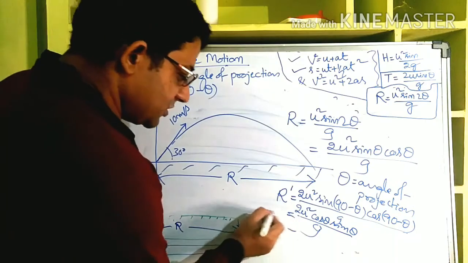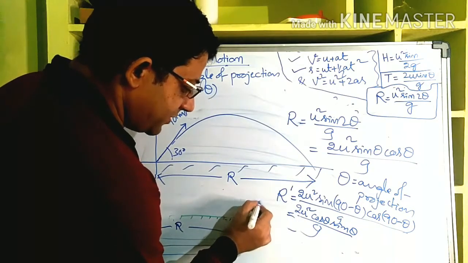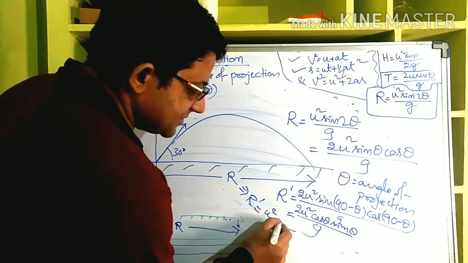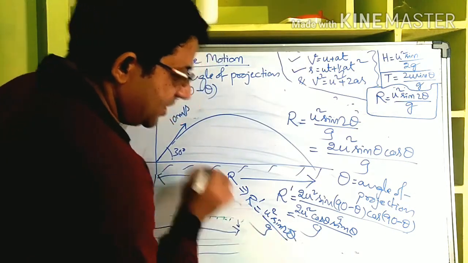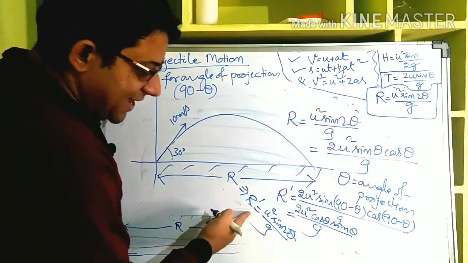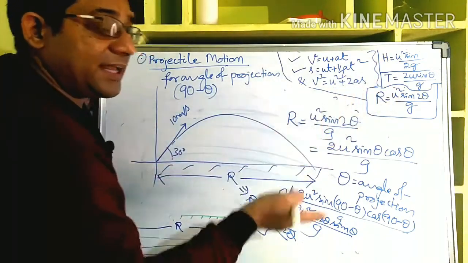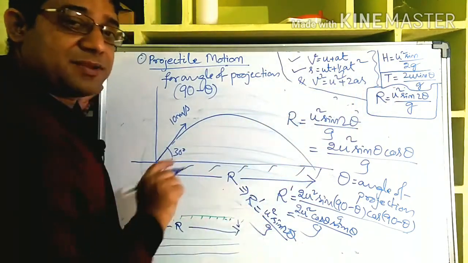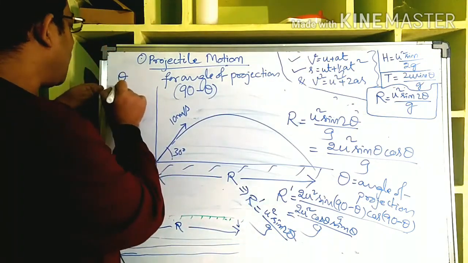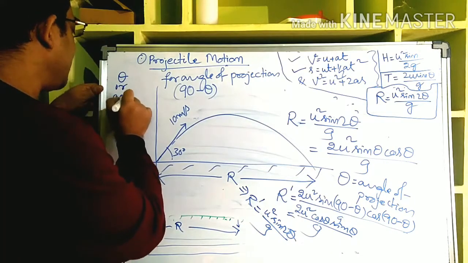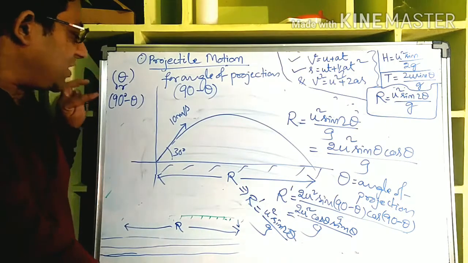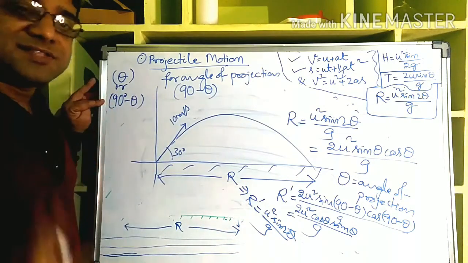Again, yes or no? Therefore R dash is equal to u square sin 2 theta by g. But what was R? It was u square sin 2 theta by g only. Now R dash, if instead of theta you are taking 90 minus theta, then also the range remains that much only. That means if the angle of projection is either theta or 90 minus theta, the range will remain the same.